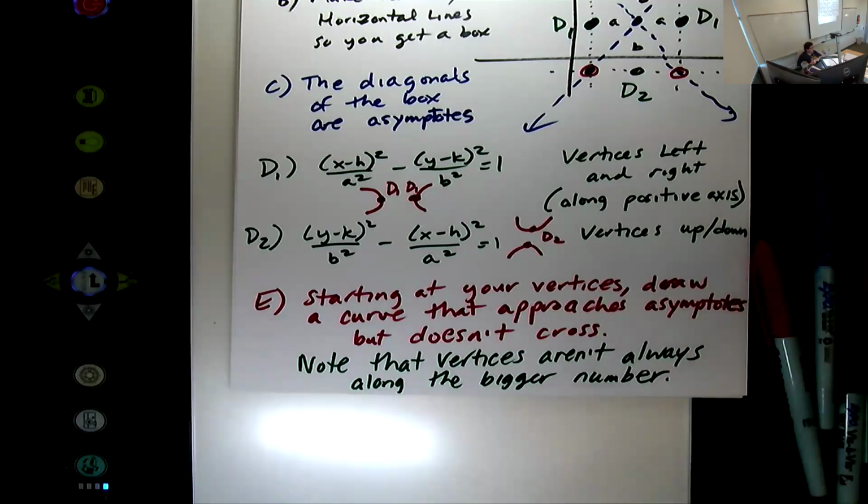That was an easy way to tell with the ellipse, right? Whichever number was bigger, that was where it was longer. That's no longer reliable. In fact, it's false 50% of the time. It's got to be whichever one is positive.